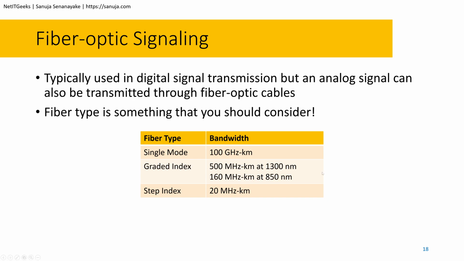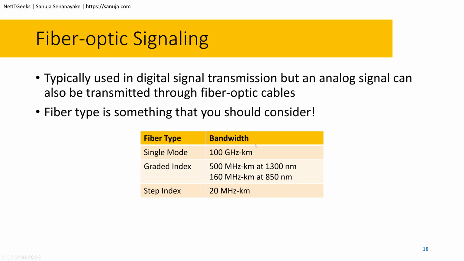The fiber type is something that you should take into account, because there are single mode fiber, graded index fiber, and step index fiber. Single mode fiber can support a bandwidth of up to 100 gigahertz per kilometer, and graded index can support two types: 500 megahertz at 1300 nanometer wavelength, as well as 160 megahertz per kilometer at 850 nanometer wavelength. And then we have step index, which allows 20 megahertz per kilometer.